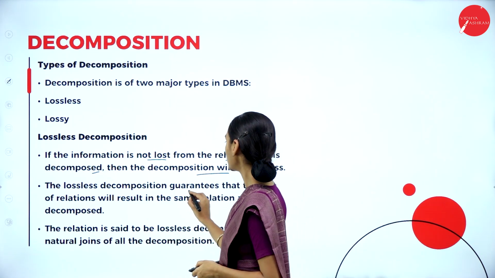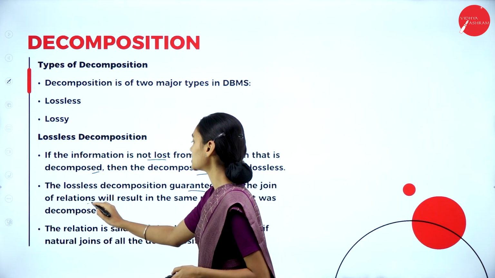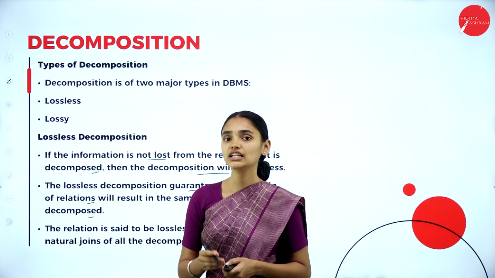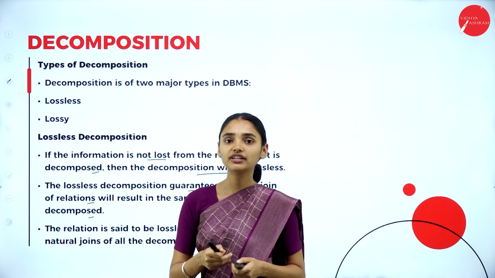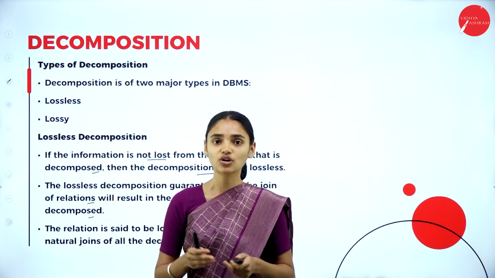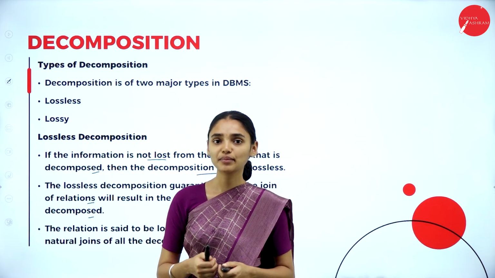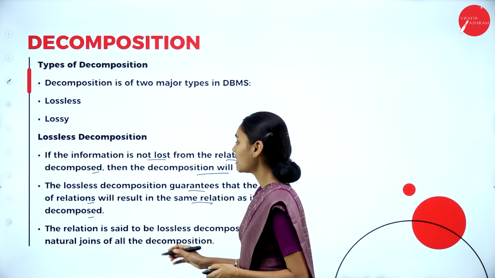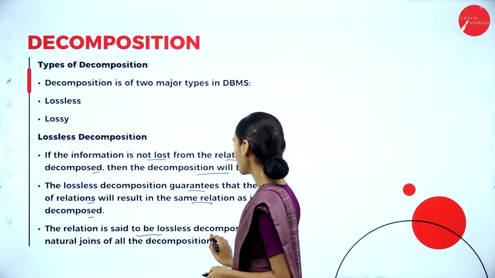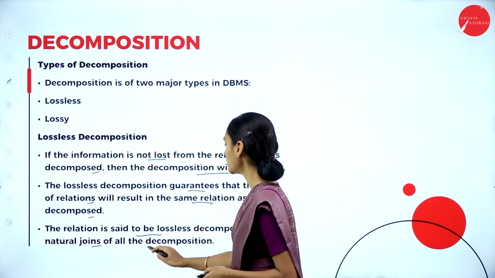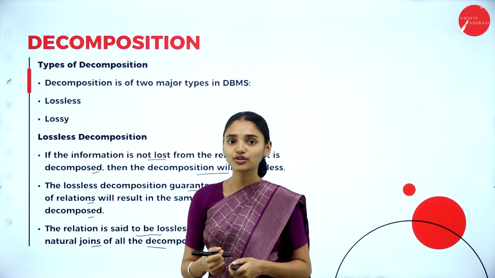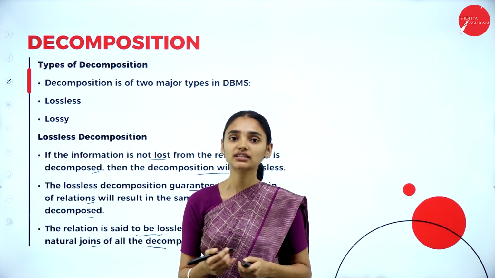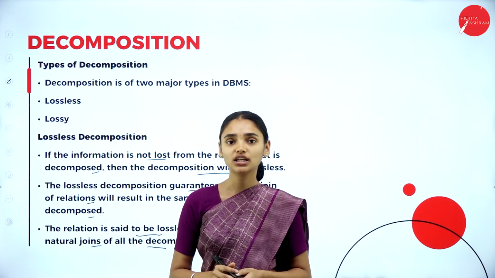The lossless decomposition guarantees that the join of the relations will result in the same relation as it was decomposed. In a lossless relational table, if you divide the table into multiple tables, and then join the tables, it returns the same data as it is. The relation is said to be lossless decomposition if the natural join of all the decompositions gives back the original data. We use the join operation to get back the original data.